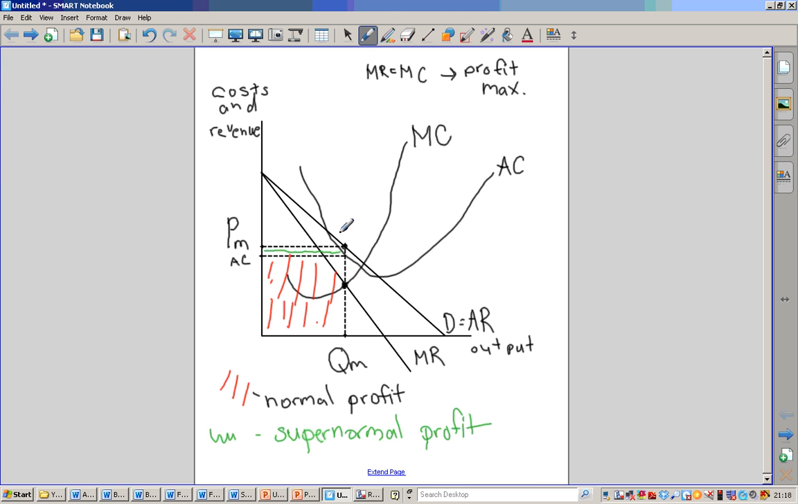Now if you look, price is not equal to marginal cost at this point. Let me get this here. We'll go with blue. All right, so price is greater than marginal cost, number one, because you can see here's our marginal cost. If price were equal to marginal cost, this is where we would be priced at, but we're above that.